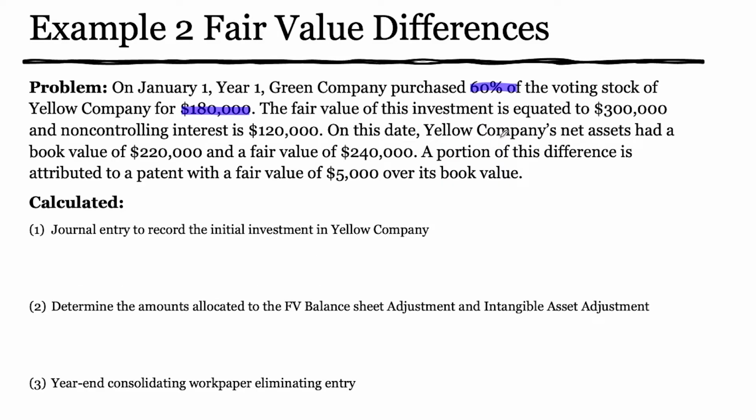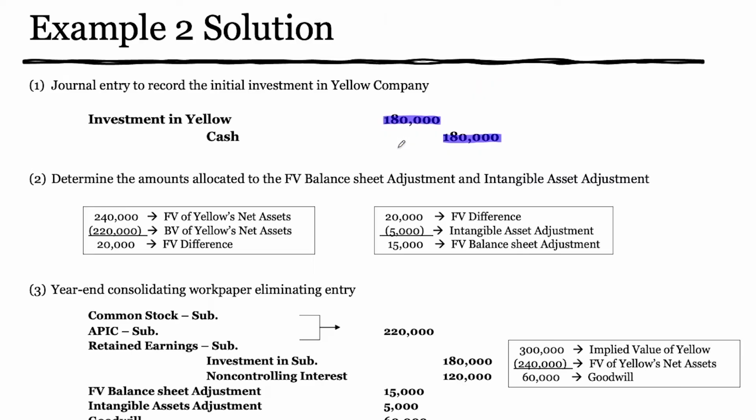Number 2, determine the amounts allocated to the fair value balance sheet adjustment and intangible asset adjustment. Well, in the problem, it also gives us that Yellow Company's net assets had a book value of $220,000, but a fair value of $240,000. So to initially solve for these amounts, what we're going to want to do is to find out the fair value difference. And all we do to solve for that is the fair value of Yellow's net assets, which again, they gave us of $240,000, subtract out the book value of Yellow's net assets of $220,000 to find the total fair value difference.